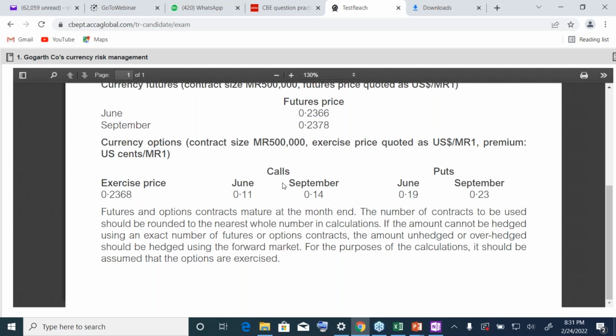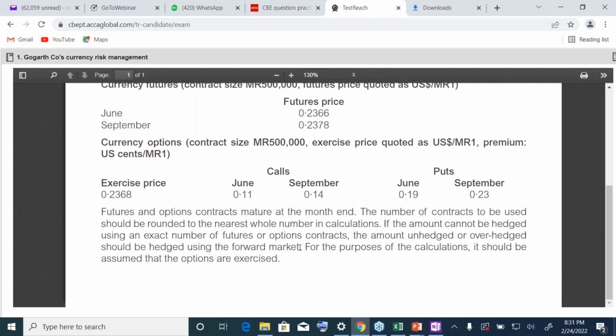Exercise price is given. Call and put options are given. Future and option contracts mature at the month end. The number of contracts to be used should be rounded to the nearest whole number in the calculation. If the amount cannot be hedged using an exact number of future or option contracts, the amount unhedged or overhedged should be hedged using the forward market.